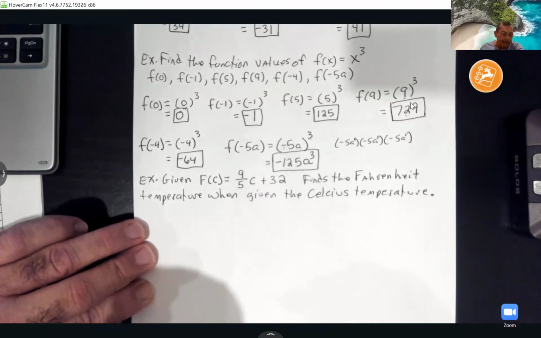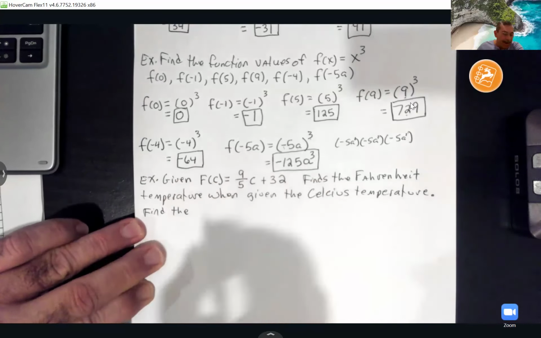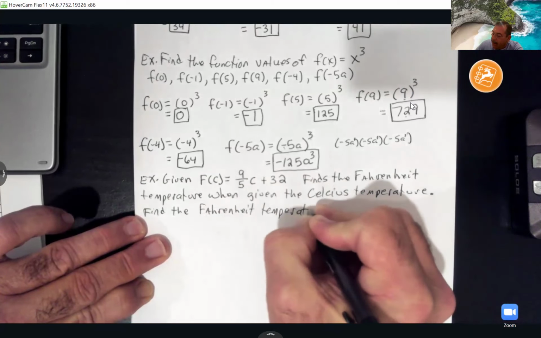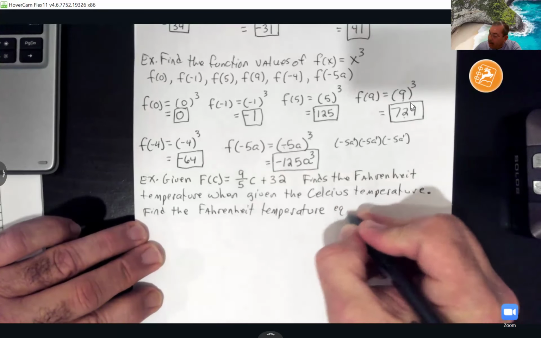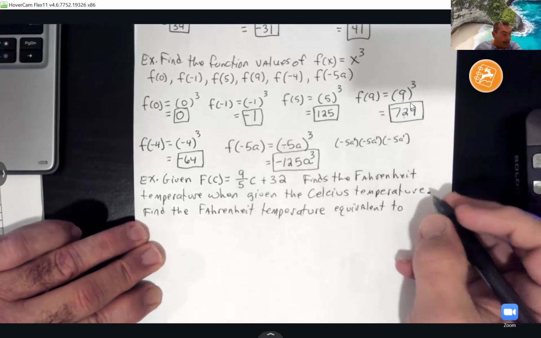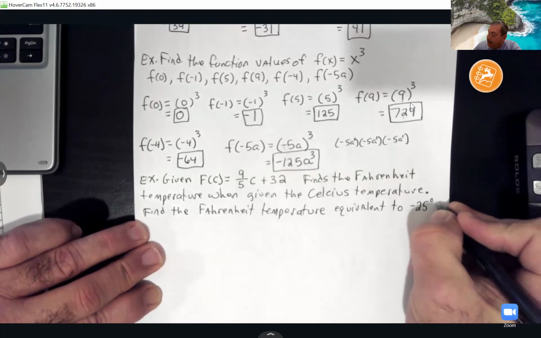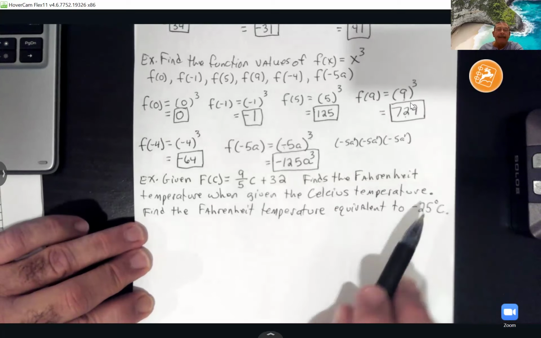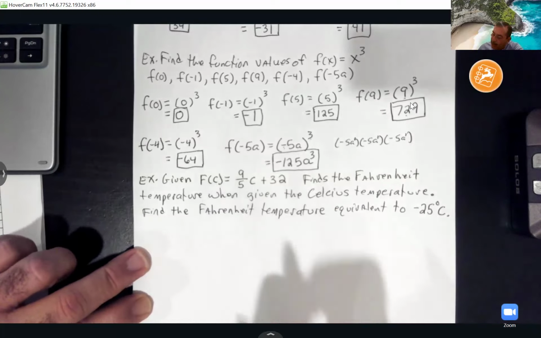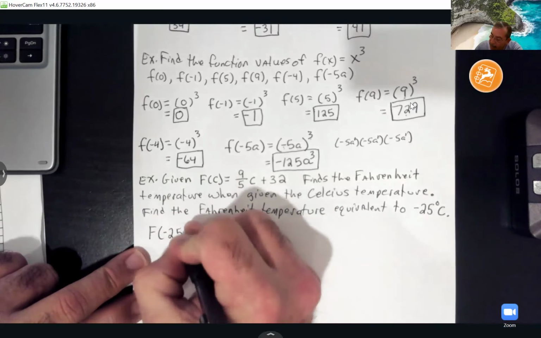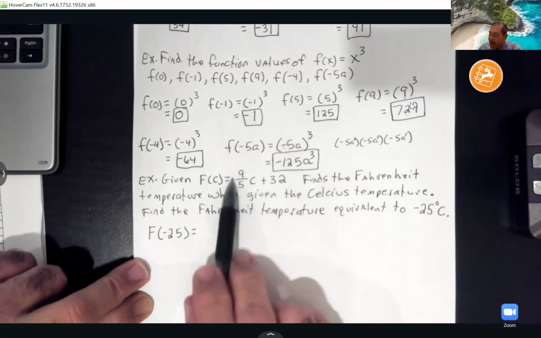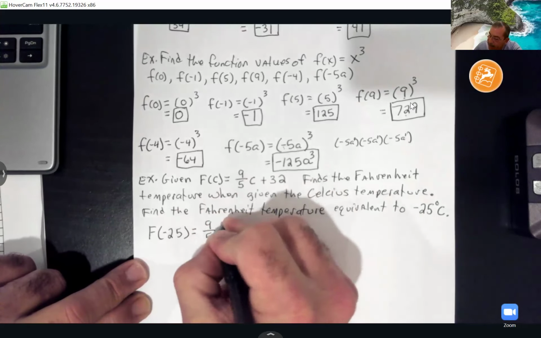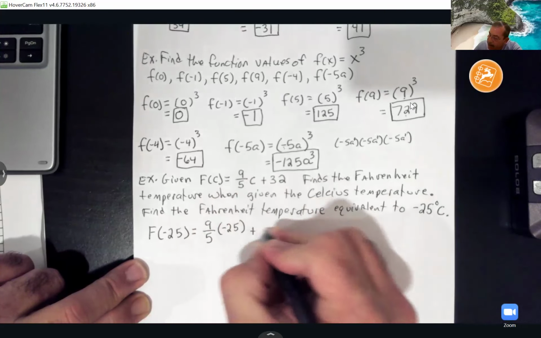So here's what they want on this one. Find the Fahrenheit temperature equivalent to a negative 25 degrees Celsius. So they're telling me that my Celsius is negative 25. So we're going to be finding F of a negative 25. That means take this little expression here, and in place of that C, you're going to put negative 25. So that's going to give us 9/5 times negative 25 plus 32.